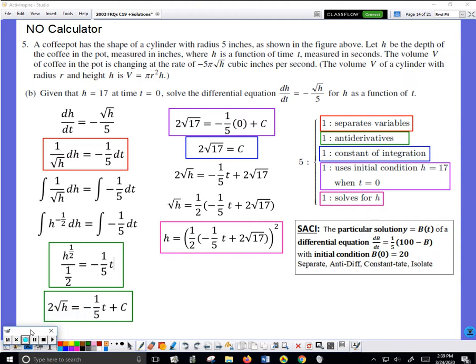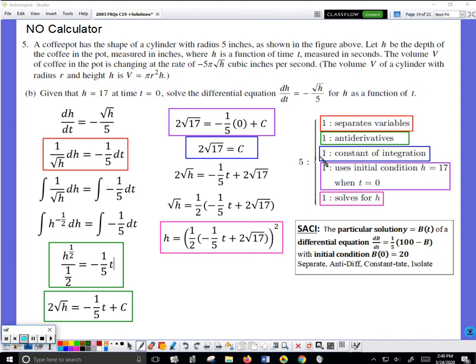Pull this out of the way. Okay, dividing by 1/2 is the same as multiplying by 2. H to the 1/2 power is the same thing as the square root of h. And then I remember to put on the plus c.